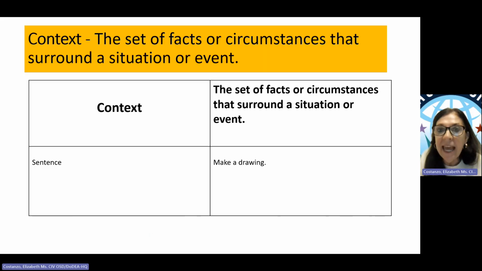So with that in mind, let's go back to our definition. And at this time, let's take about 3 minutes for you to write your sentence and then make your illustration of context: the set of facts or circumstances that surround a situation or event. Everybody good?